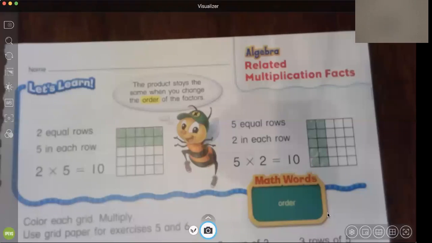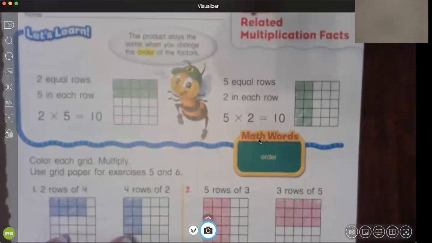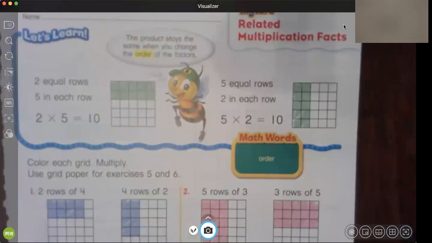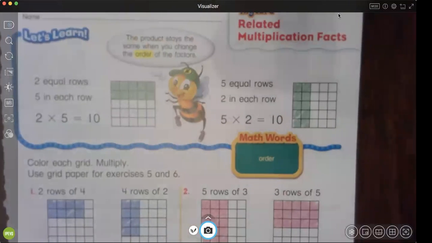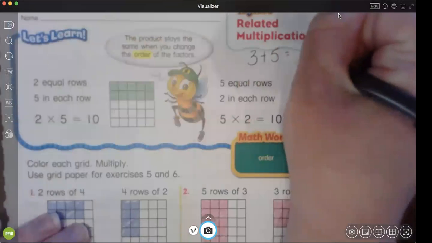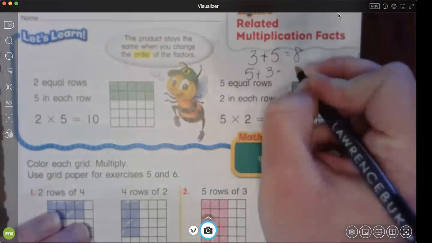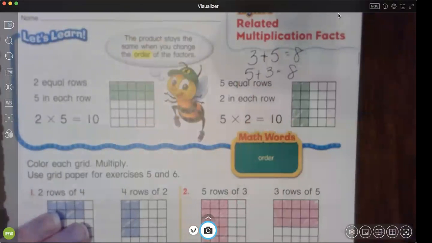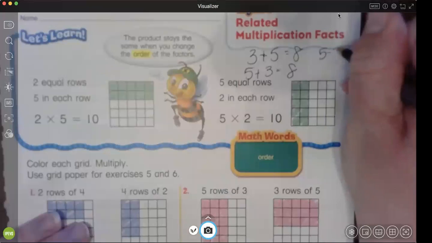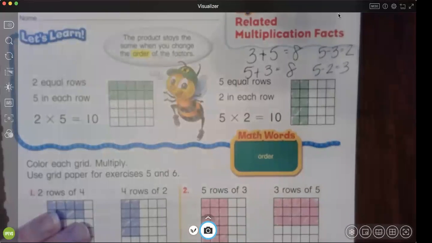So, we're going to do chapter 12, lesson 7 today. And this is sort of a review, but it's just with multiplication instead of addition and subtraction. But we're talking about related facts. So, if you remember, with addition, we did 3 plus 5 equals 8. And then the related fact to that would be 5 plus 3 equals 8. Right? And then with subtraction, we did something like 5 minus 3 equals 2, and then 5 minus 2 equals 3, right? So we're going to do that with multiplication now.